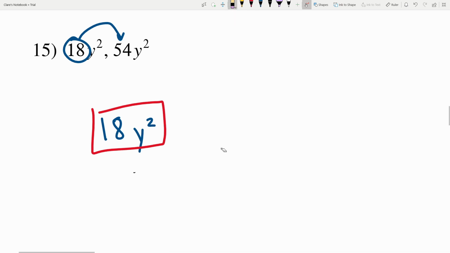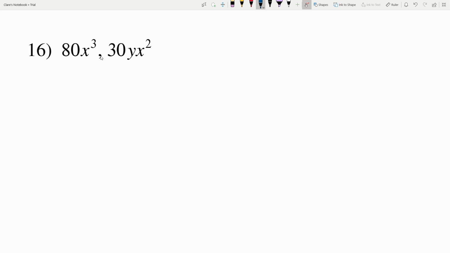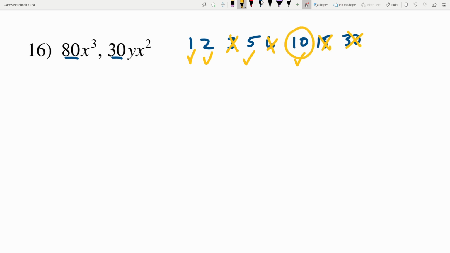Now moving on to number 16, we have 80x cubed and 30yx squared. I'll go ahead and just start with my coefficients. For 30, the factors are 1 and 30, 2 and 15, 3 and 10, then 5 and 6. So let's ask ourselves, 1 goes into 80, 2 goes into 80, 3 does not, 5 goes into 80, 6 does not, 10 goes into 80, 15 does not, and 30 does not. So 10 is my greatest number that goes into both, but now let's check out those variables.